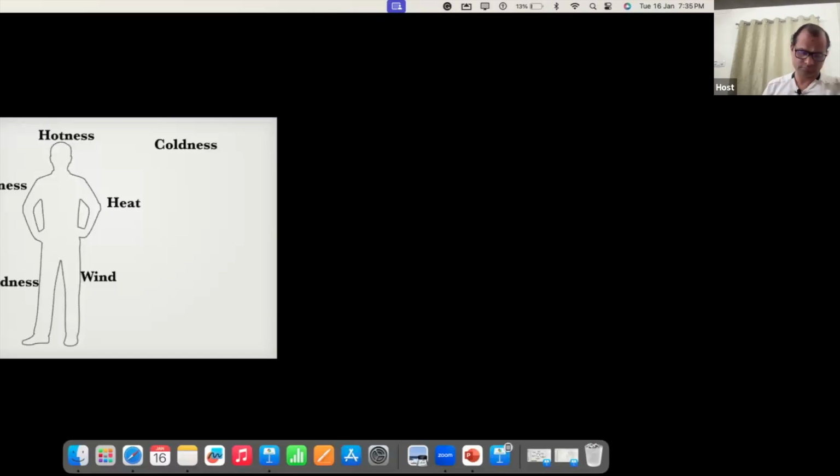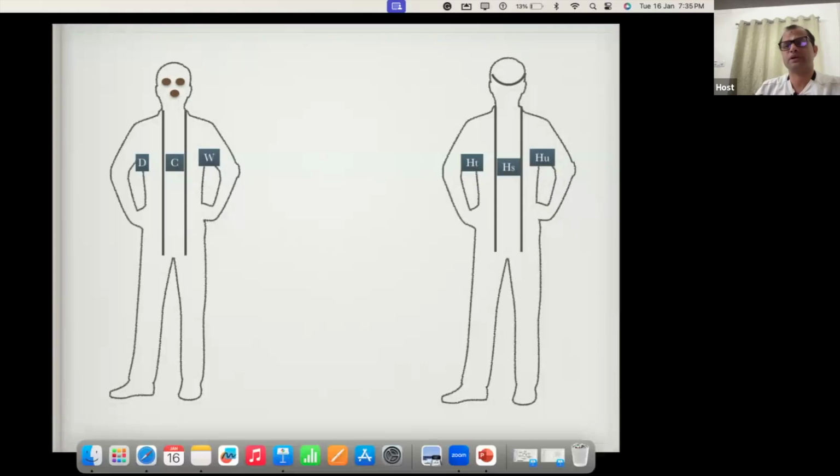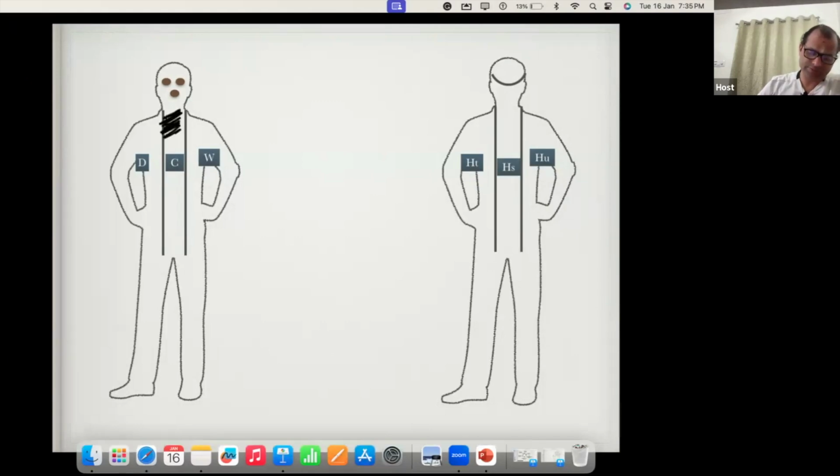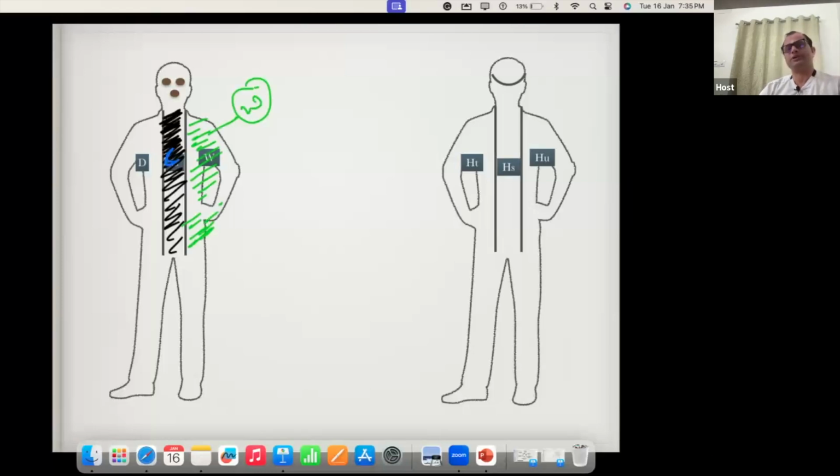Yeah, look at this. So this is my another classification. I have divided the body in the 6 energies. Now, this front part is coldness. Then going to the left side, this is the wind, because wind is in the left side. Then left side only, but moving to the back, heat.